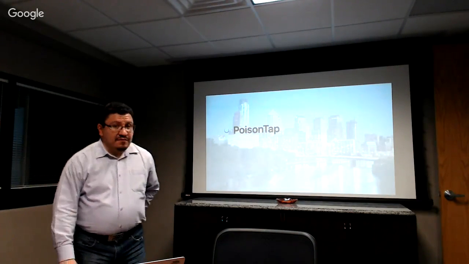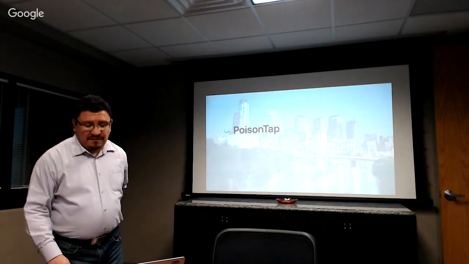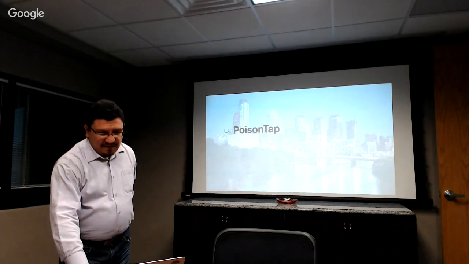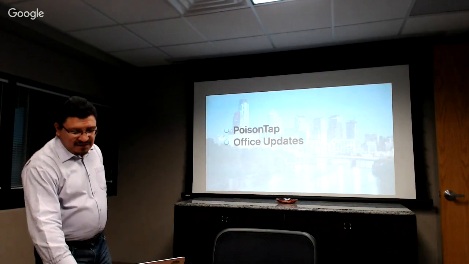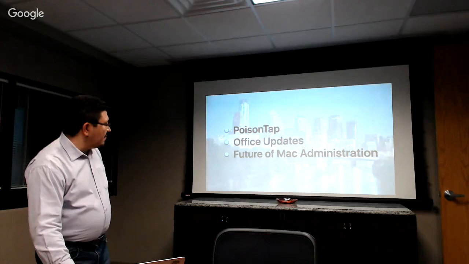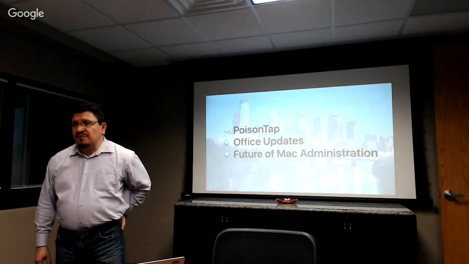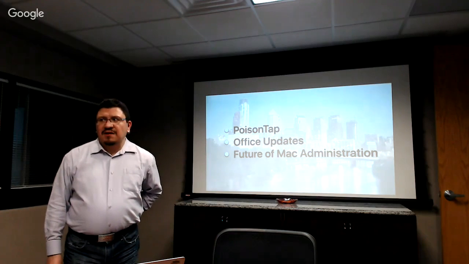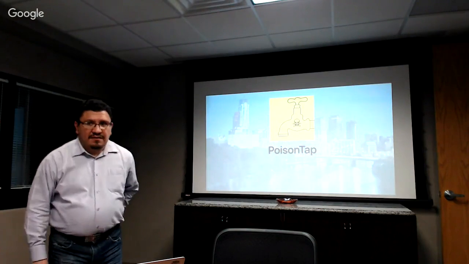So first up, we're going to talk about PoisonTap, since that's been a bit of a big deal recently. We're also going to talk about the regular Office updates that come out. We're probably also going to talk a little bit about the future of Mac administration. And I forgot to update that to talk about the OAuth 2 vulnerability that was also mentioned last week. But first up, PoisonTap.